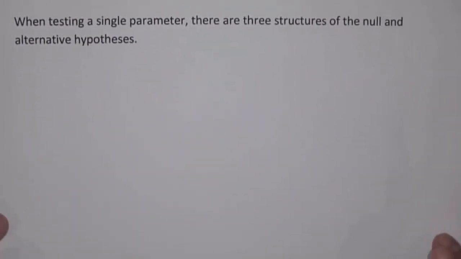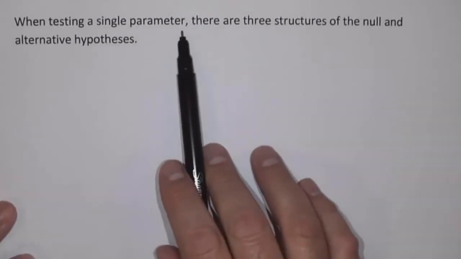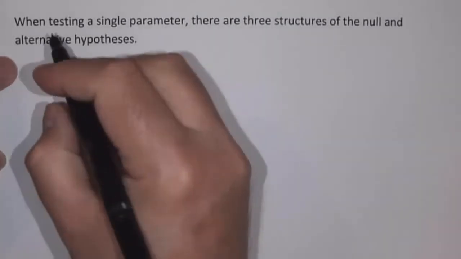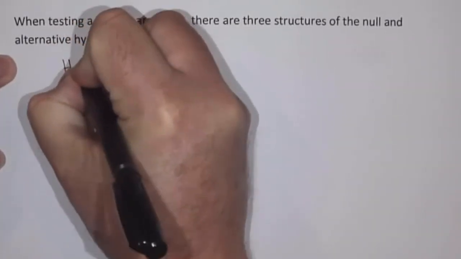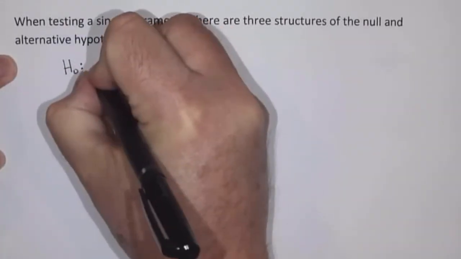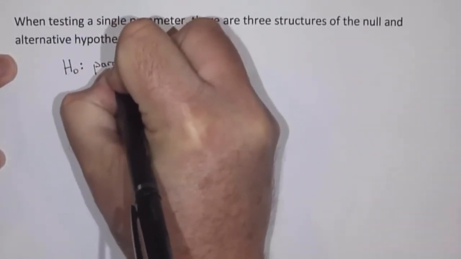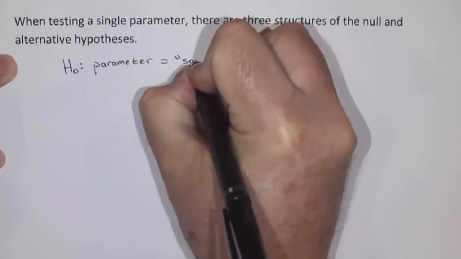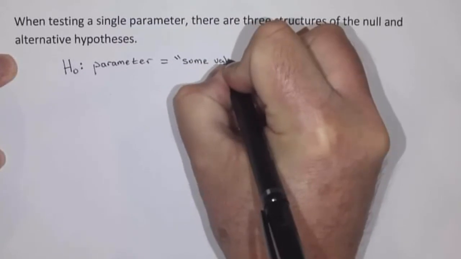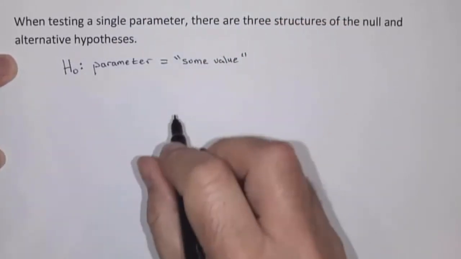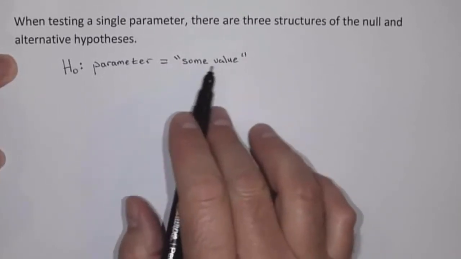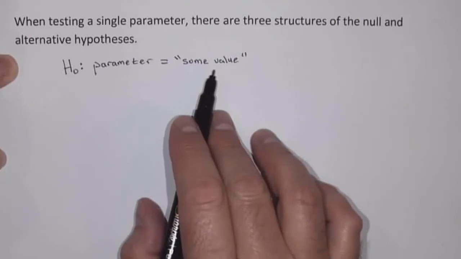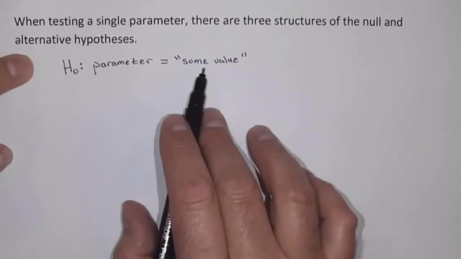So when we're testing a single parameter, meaning like p or mu, there are three structures of the null and alternative hypotheses. The null hypothesis is generally going to be a statement that a parameter is equal to some value. And when I say some value here, I put that in quotes. It is a specific value, like 3 out of 4, or like 12 ounces. So there is a specific value that the parameter is equal to.